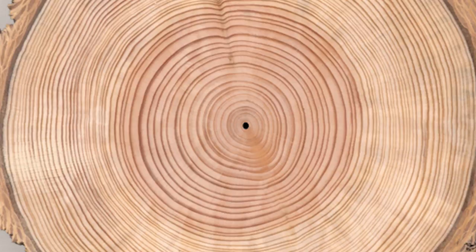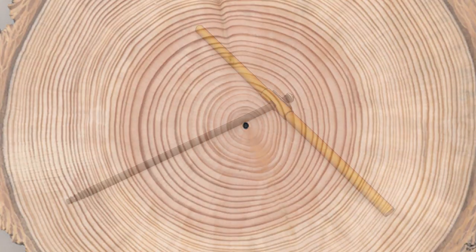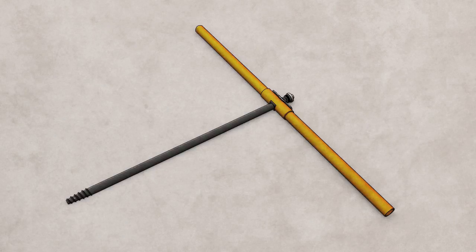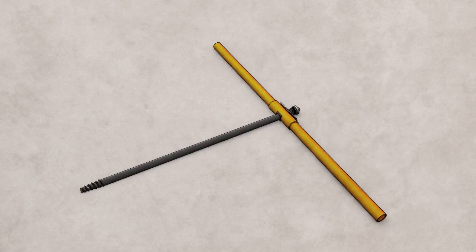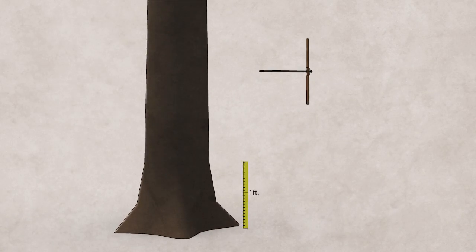This dark spot is called the pith. The pith is a very central portion of the tree. In this photo, the pith has been enhanced a bit to make it easier to see. We will collect a sample of wood from a tree using a tool called an increment borer at approximately chest height, between 4 and 5 feet off the ground.